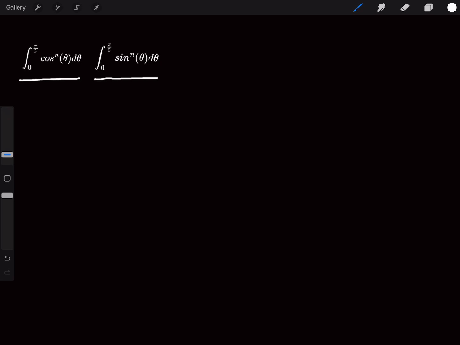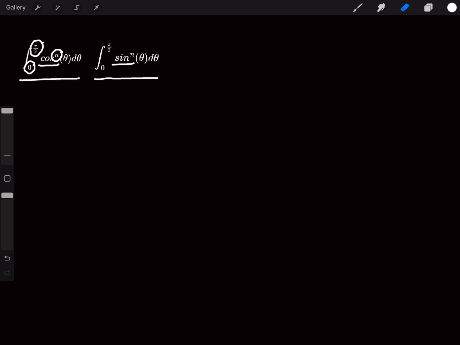First, the bottom limit always has to be 0, and the top limit always has to be pi over 2. And then, n, if it is even, has to be greater than 2, and if it is odd, it has to be greater than 3. And finally, the inside has to be either sine or cosine raised to the power of n.